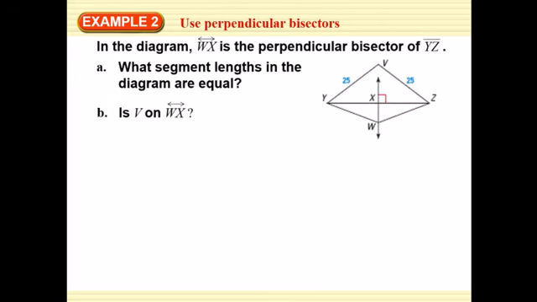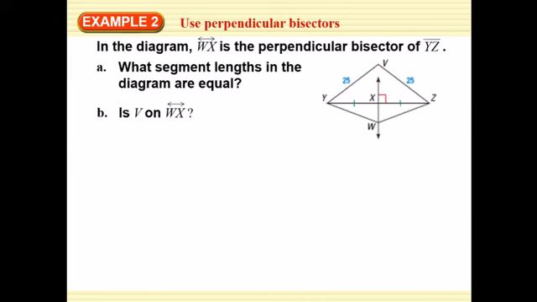Here in example 2, we have this diagram where line WX is the perpendicular bisector of segment YZ. So I have the perpendicular piece drawn in there. Let's go ahead and get the bisector drawn in. What segment lengths in the diagram are equal? And then, is V on WX?